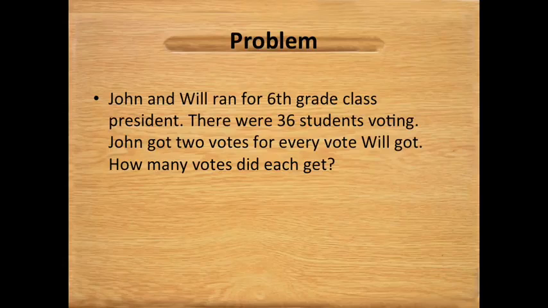Okay, let's look at a problem again. Here's a problem. John and Will ran for 6th grade class president. There are 36 students voting. John got 2 votes for every vote Will got. How many votes did each get? So again, we're talking about a rate, the rate of 2 to 1. For every 2 votes that John got, Will got 1. So now we have to determine how many votes John got and how many votes Will got in order to solve the problem.